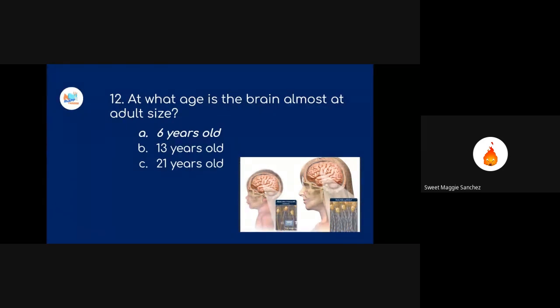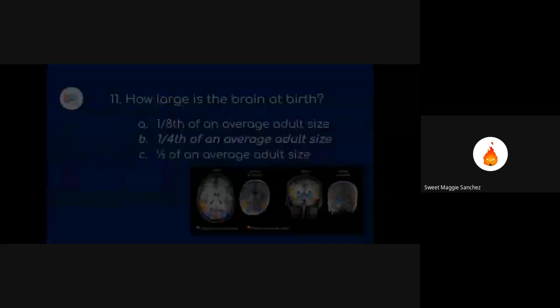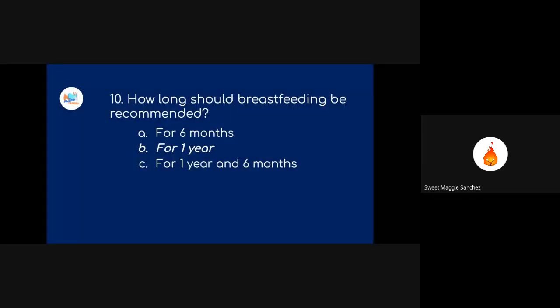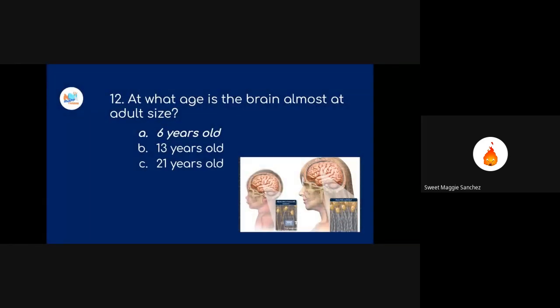Okay. Then, question 10. Okay, let's go back to slides back. So, question 10 is good for 1 year yung breastfeeding po. Letter B. Okay, let's go back.